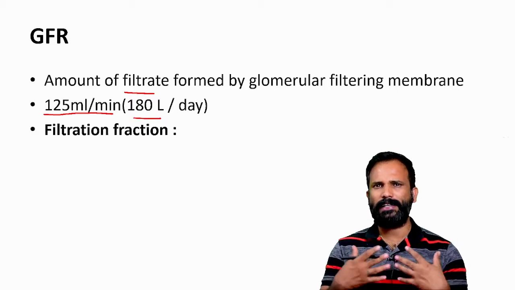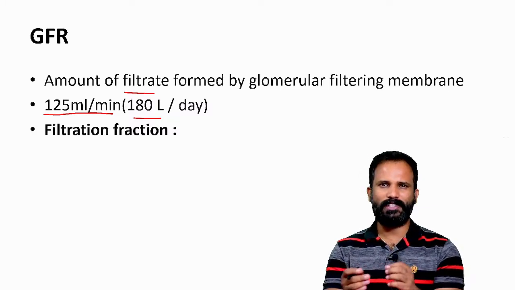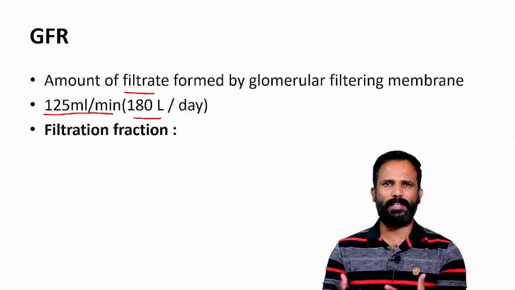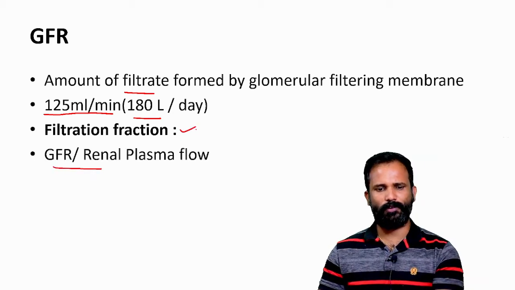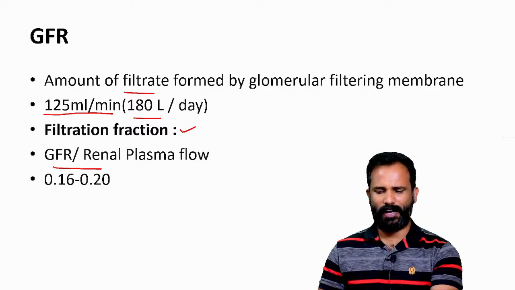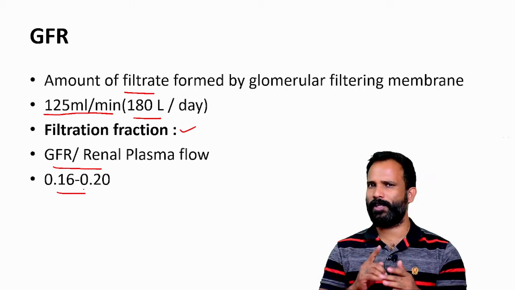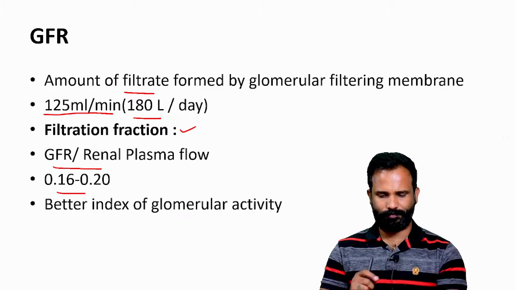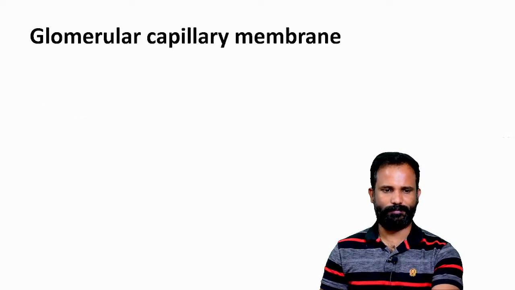And the better indicator for glomerular activity is the filtration fraction, because it is based on how much plasma it is getting. So GFR divided by renal plasma flow is called filtration fraction, and usually it ranges from 0.16 to 0.2, and it is the better index of glomerular activity.